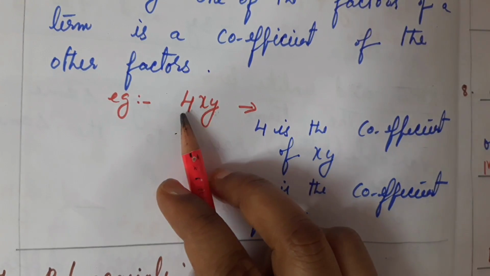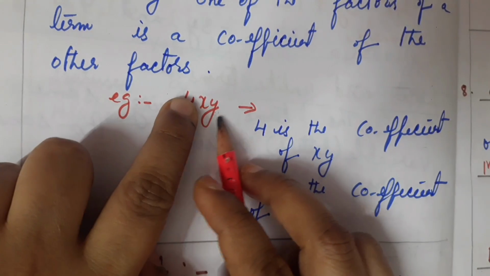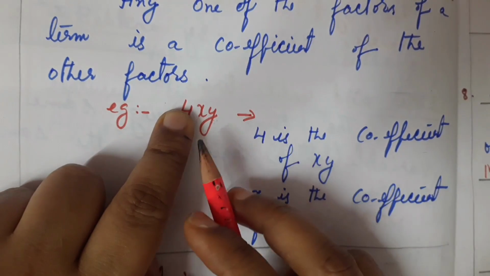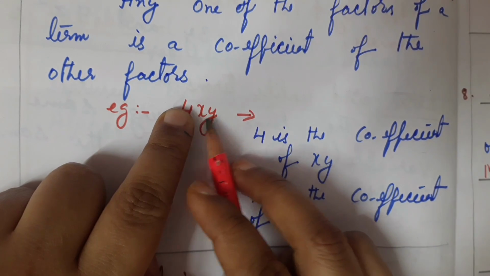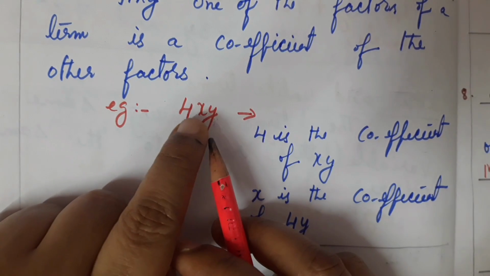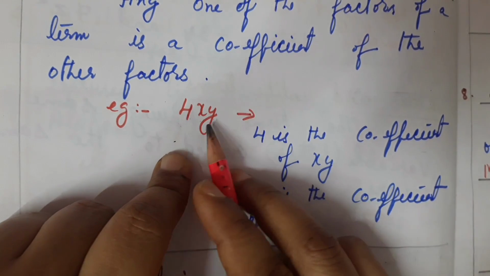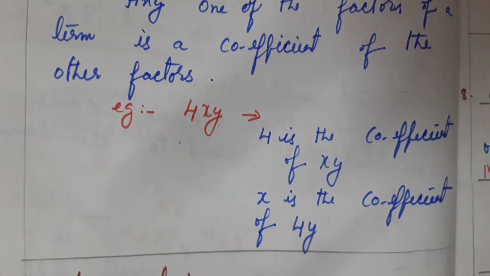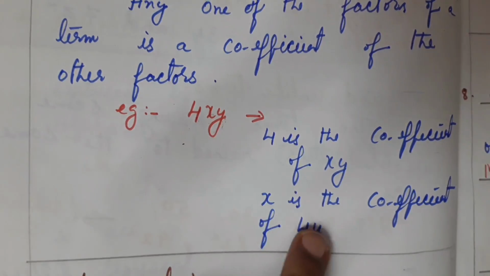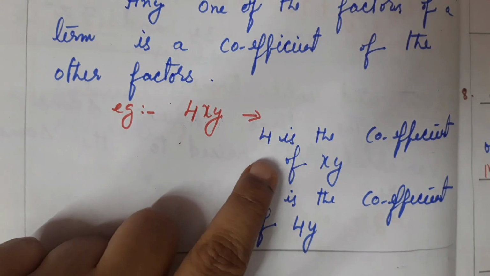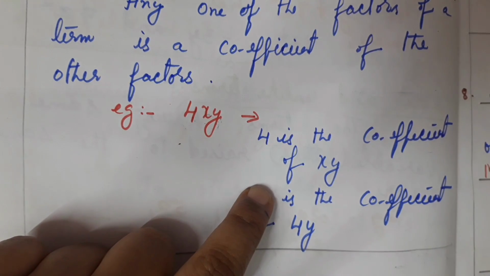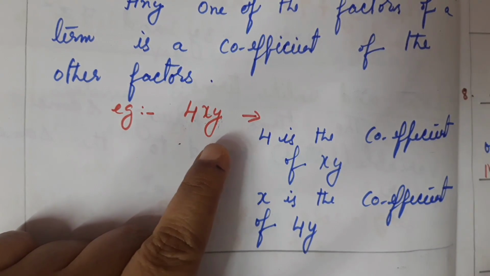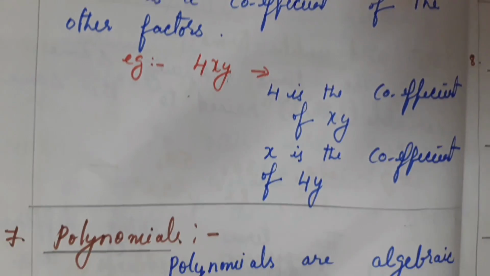Same way, what is the coefficient of 4? xy. Which friend is standing with 4? Coefficient means the best friend, who is standing with x and y. And the coefficient of x is 4y, the coefficient of y is 4x. When asking for the coefficient of x, we should not mention x. If we are asking about the coefficient of y, we should not mention y there.